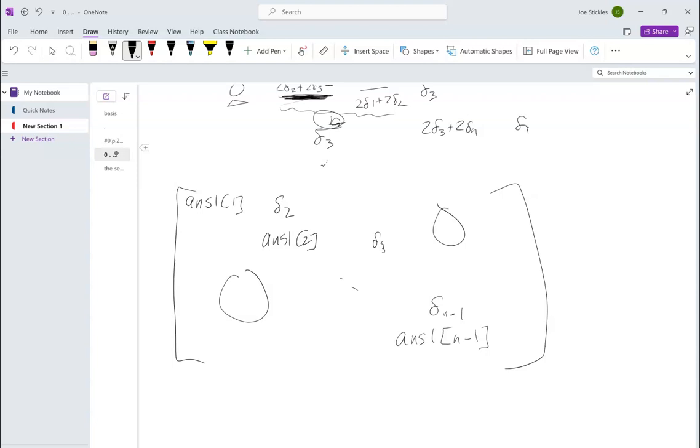On the right-hand side, we should have a list that looks like answer 2 of 1, answer 2 of 2, answer 2 of n minus 1, all the way down, right? That's what we should have, correct? Hopefully. We did everything all right.